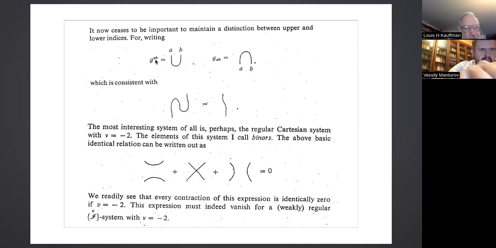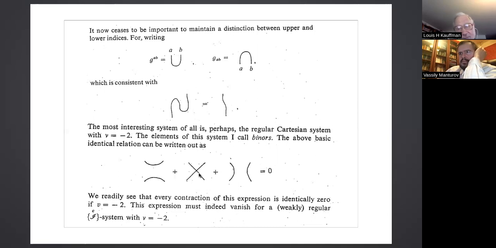For example, he might have a metric tensor, and he would represent it by a cup or a cap. And he would want the upper one and the lower one to be inverses of one another, as is normal for a metric tensor with upper and lower indices, and that is consistent with having the cup and the cap cancel each other out. And he had a system which he called binors, which has the negative dimension of -2, and the sum of smoothings in two ways and a crossing is equal to 0. And from our vantage point, we understand this is a special case of the bracket, where the A in the bracket is -1 and the value of the loop is -2.